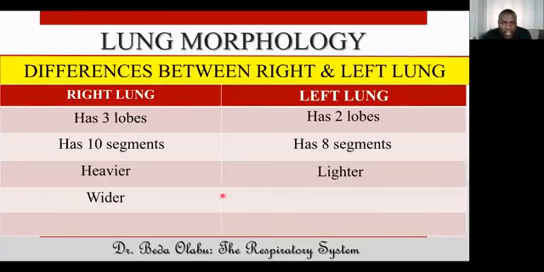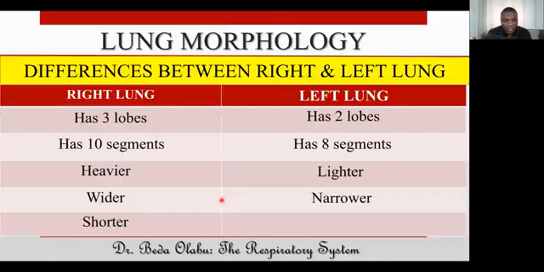The right lung is wider than the left lung. The reason why the right lung is wider than the left lung is because of the orientation of the heart. We mentioned that the heart is more projected to the left. And because the heart is more projected to the left, it means that there's a narrower space on the left to be occupied by the left lung. That is why the right lung is wider than the left lung.